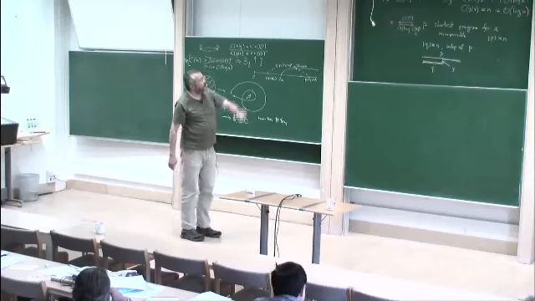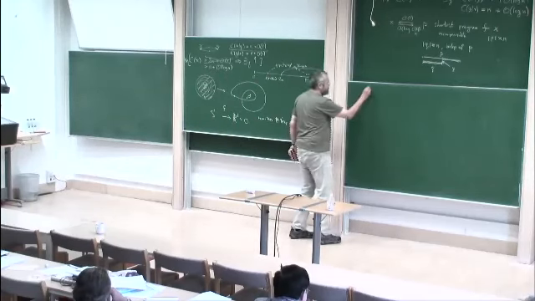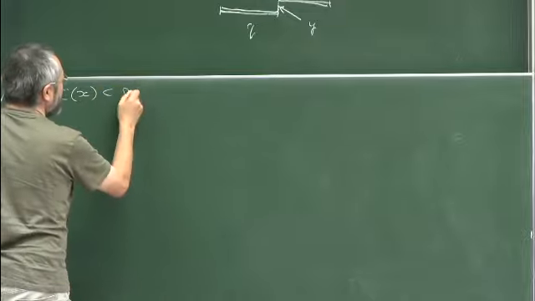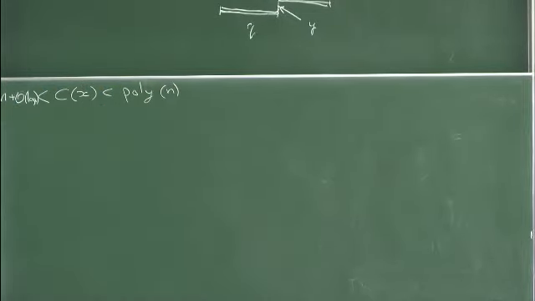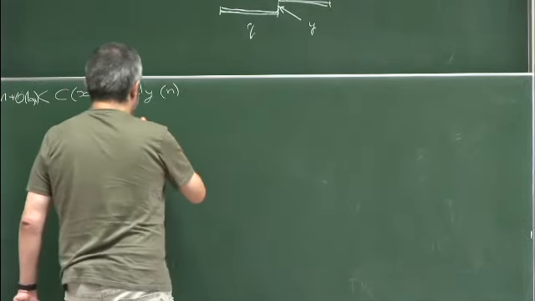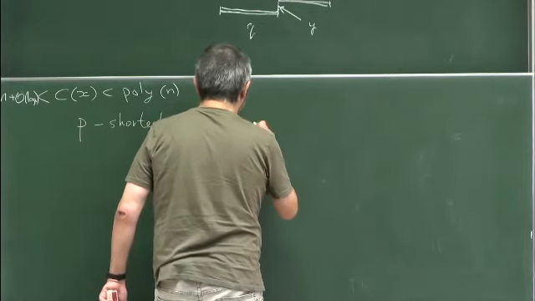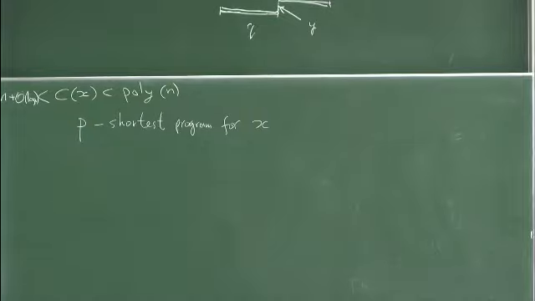So we start like this. We have x, whose complexity is between n plus O(log n) and a polynomial of n. And we switch to P, which is the shortest program for x. And also we take some Q, which will be used as a source of new bits.